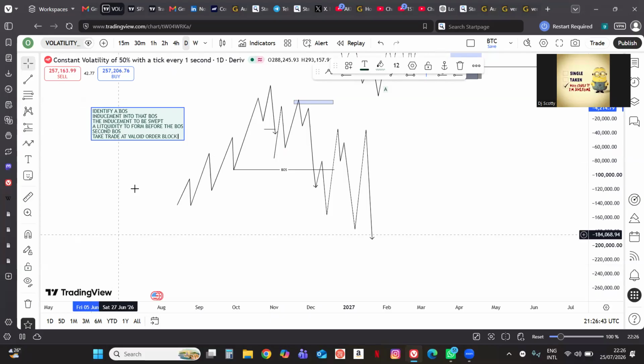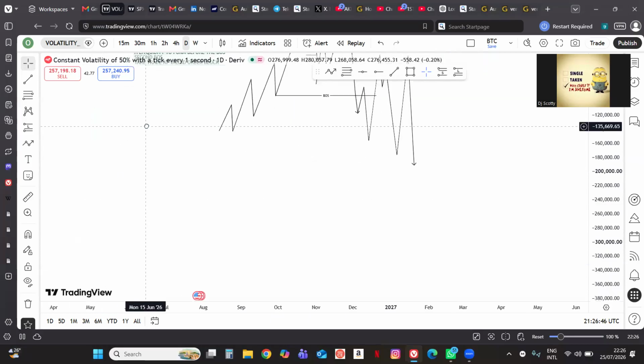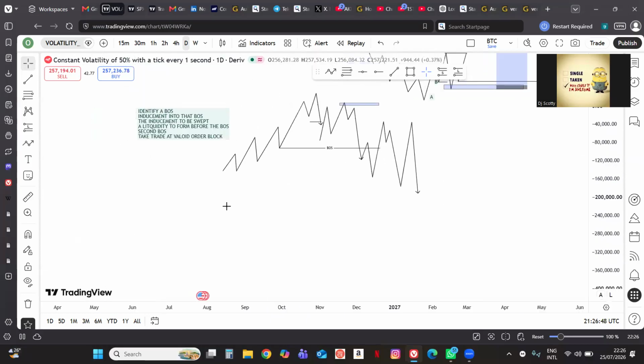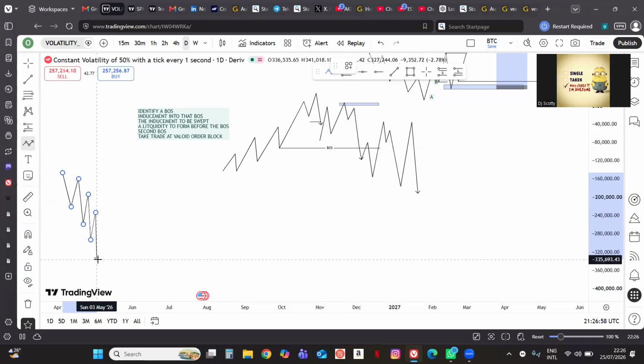So break of structure, we need to identify break of structure. Let's follow it through again. Let's start with the downtrend. We need to identify a break of structure. Let's say you have this, right? None of these are break of structures. Instead, this is going to be our break of structure here, this one.